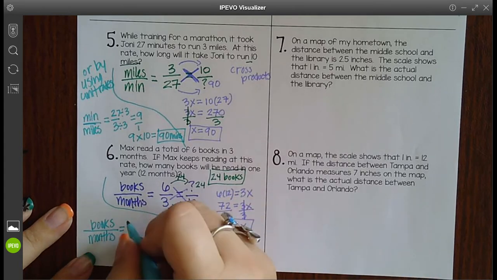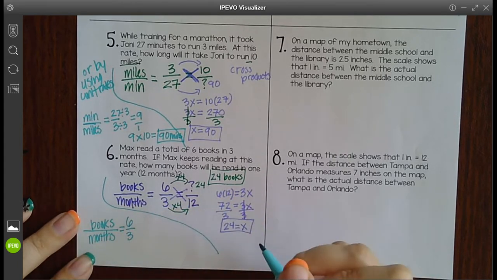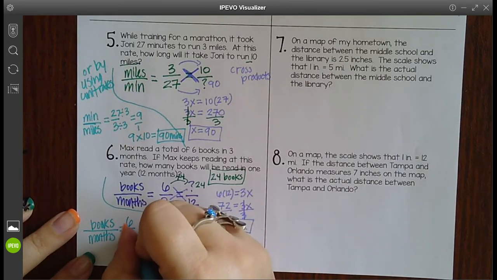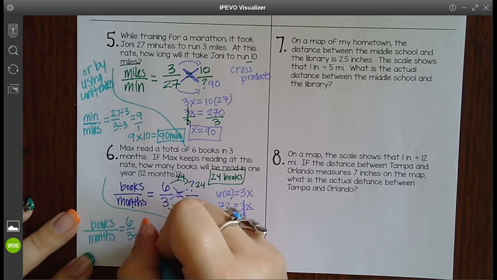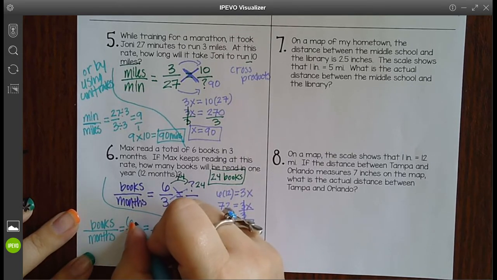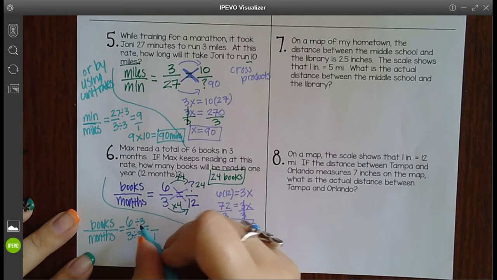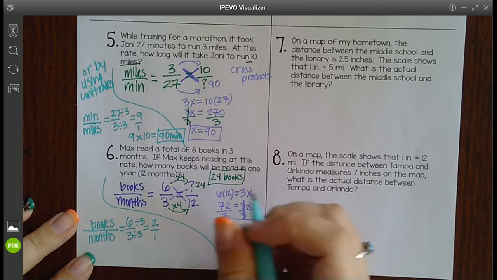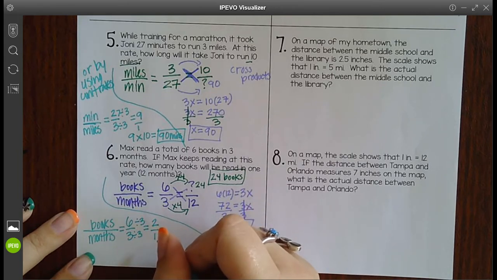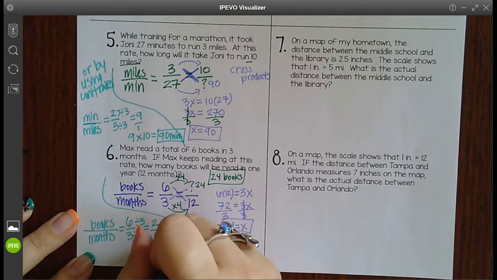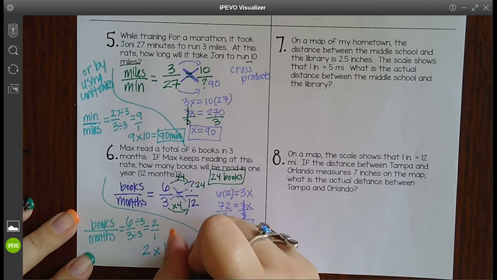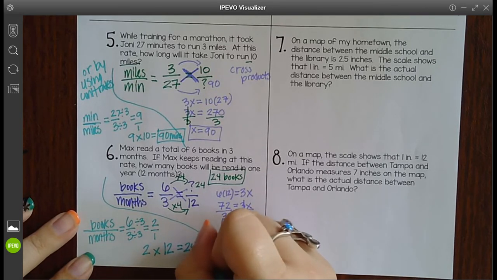Okay, so I use that ratio of 6 books in 3 months. I want to figure out the unit rate. How many books does he read per month in just 1 month? Okay, so divide whatever that denominator is by itself. 3 divided by 3 is 1. Whatever you do to the bottom, do to the top. 6 divided by 3 is 2, which means you can read 2 books per month. Okay, well, now that I know how many books I can read in 1 month, I'm going to take that amount, 2 books per month, and I'm going to multiply it by 12, because how many can you read in 12 months? 2 times 12 is 24, so you can read 24 books.